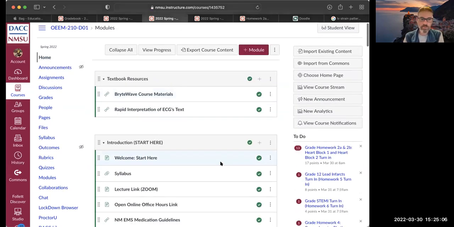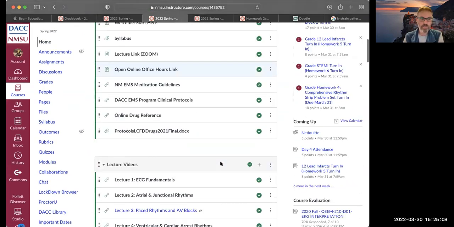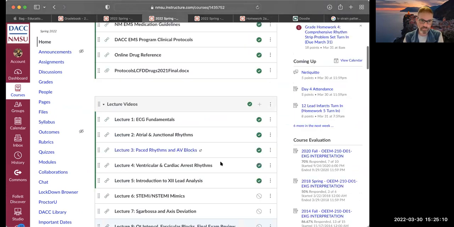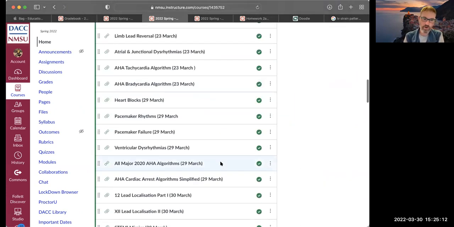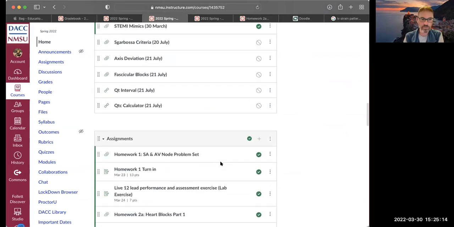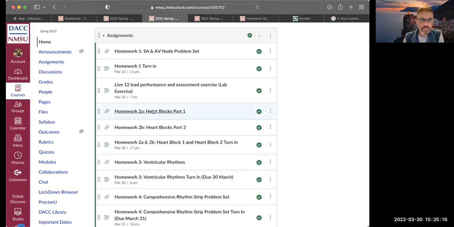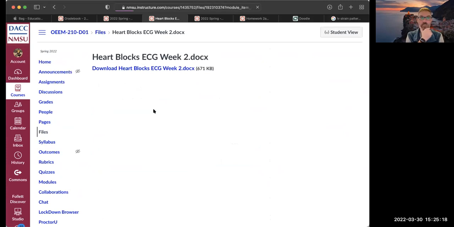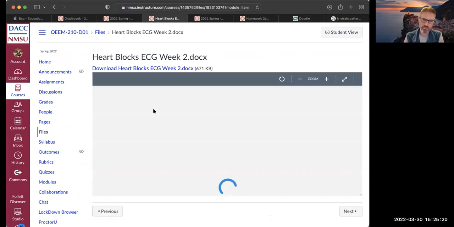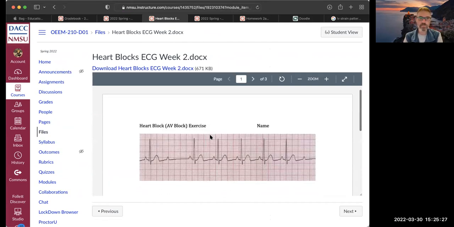Okay. And then the only other one that I wanted to mention were the heart blocks. And again, I understand that we've already gone through the answers, but I'm going to redux just a couple of them just because I'm seeing some trends coming from the heart blocks, the AV blocks.